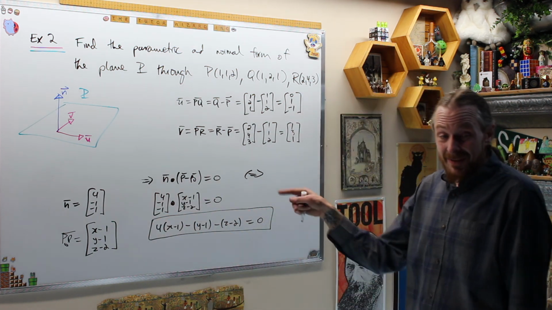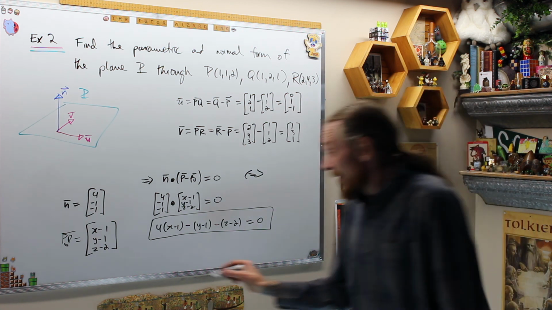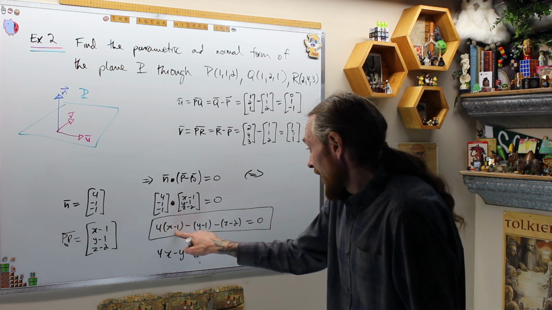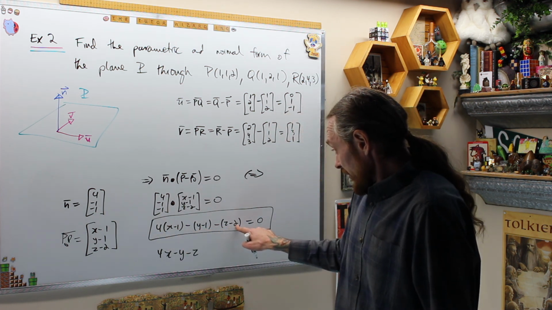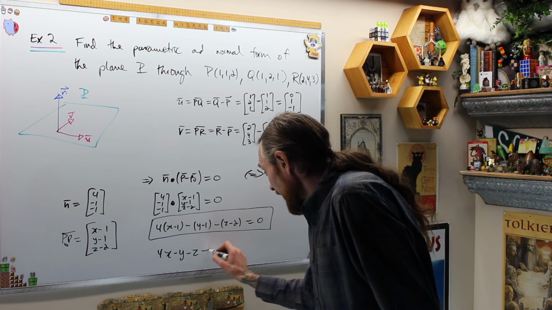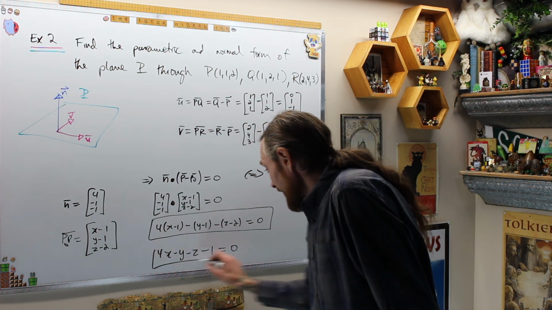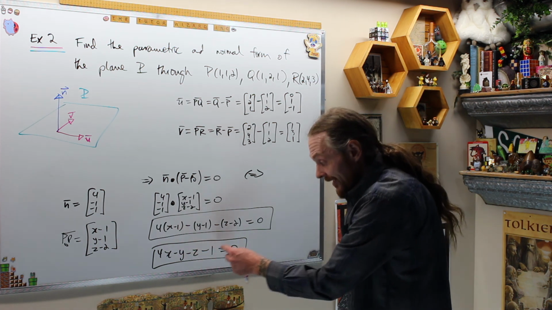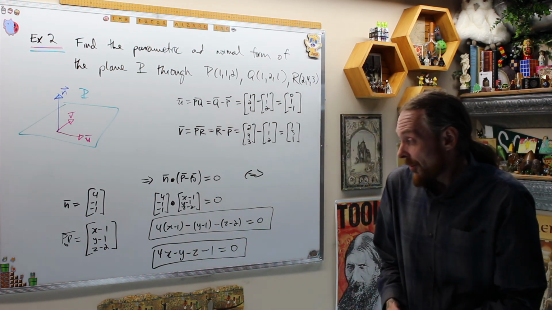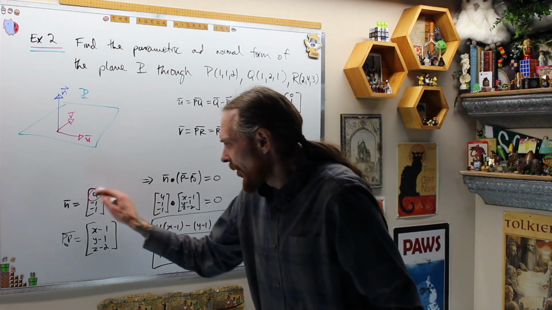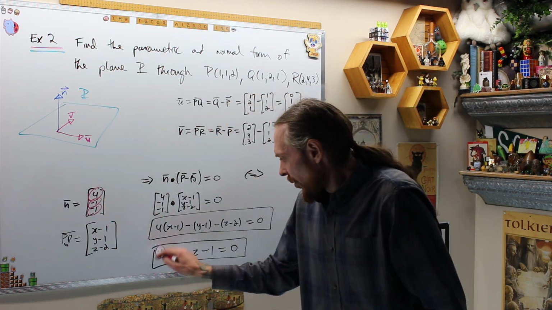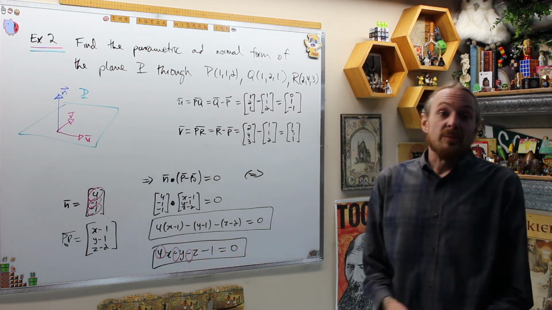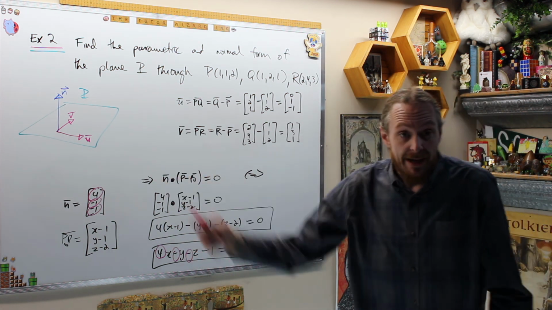And if you want to simplify everything out, we can get the general equation. That's going to give me 4x minus y minus z, and then we get negative 4 plus 1 plus 2, which is going to give me negative 1 equals 0. This is the general equation. ax plus by plus cz plus d equals 0. This is the general form. Where is the normal vector? 4, negative 1, negative 1. The numbers standing in front of x, y, z are the coordinates of the normal vector in the general form.